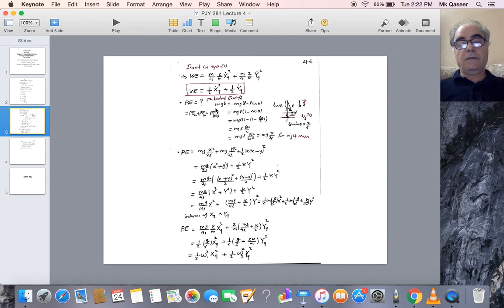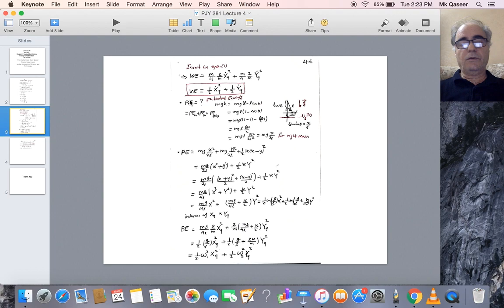Now insert these in the kinetic energy form. We get this expression. Simplify. There is some cancellation, m by m, and we are left with a 2 here. So the kinetic energy is half X dot squared sub q plus half Y dot squared sub q.